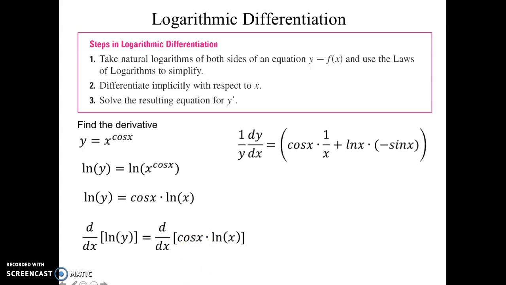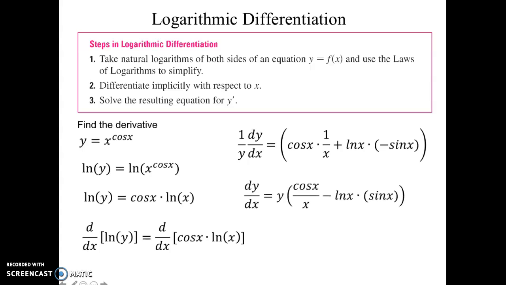Doing this, we get the expression 1 over y dy dx equals cosine of x times 1 over x plus natural log of x multiplied by the negative sine of x. Remember, when we do implicit differentiation, it's the derivative of the outside function here, which is 1 over the function, multiplied by the derivative of the inside function, which we don't know what it is, so we say dy dx.